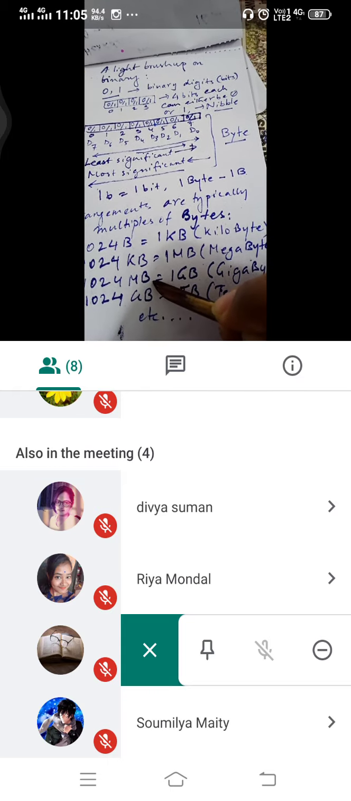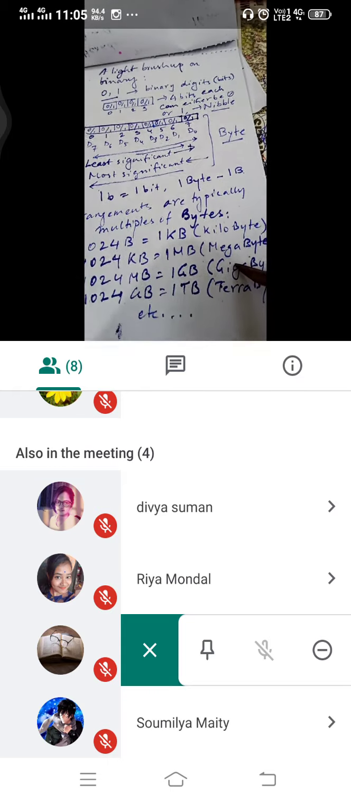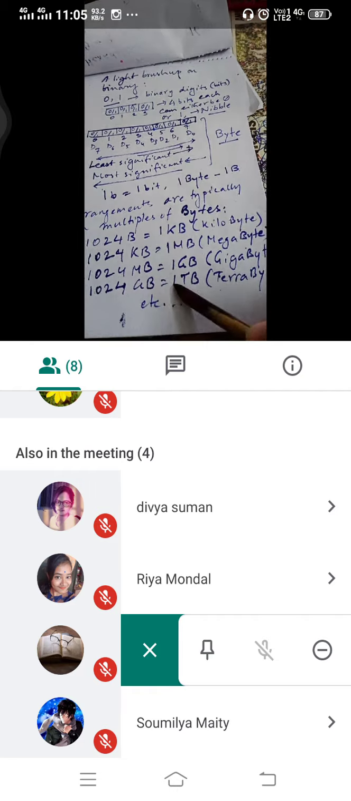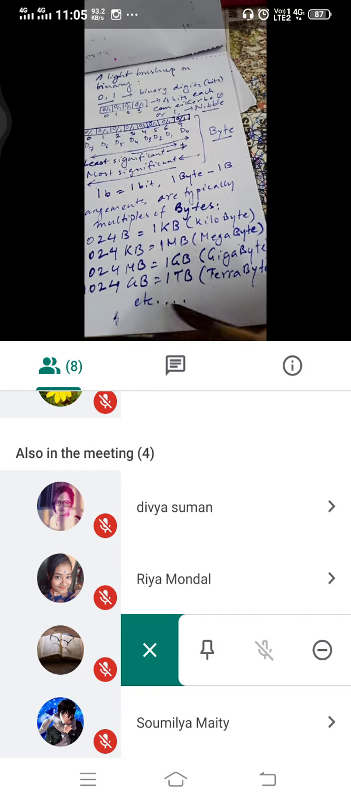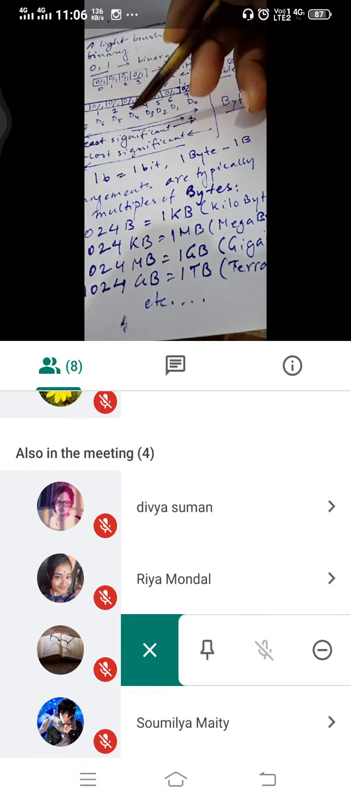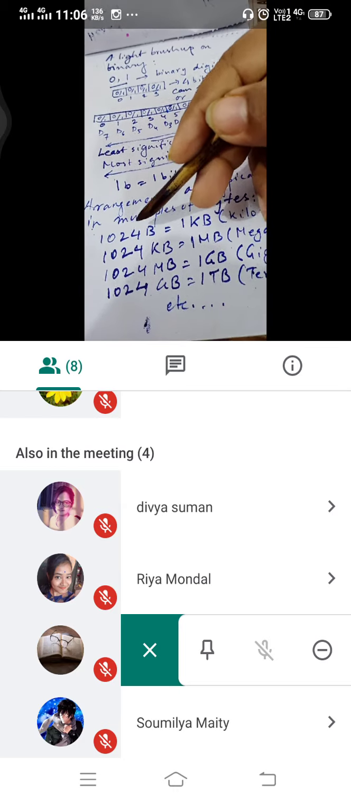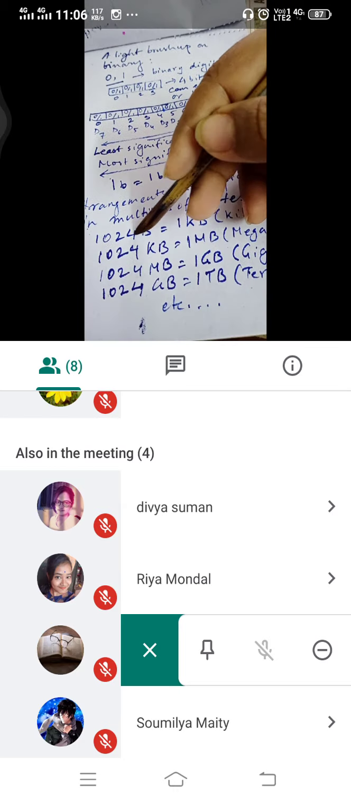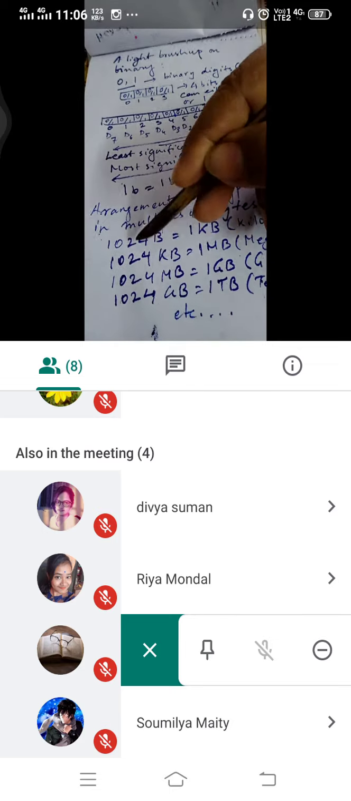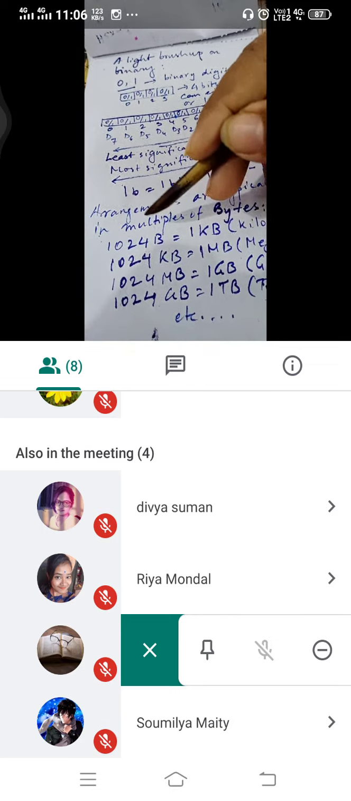and 1024 megabytes becomes 1 gigabyte, and 1024 gigabytes becomes 1 terabyte, and there are others as well which we are not going to go into. That's enough. This is how it goes on. We go on multiplying by 1024. Roughly this is a multiple of 10 to the power of 3, but actually it's more than that.